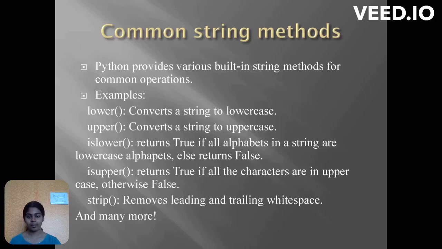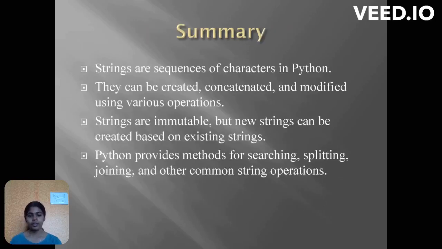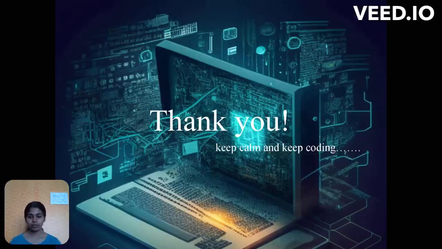So let's summarize the prior slides. Strings are a sequence of characters in Python. They can be created, concatenated, and modified using various operations. Strings are immutable, but new strings can be created based on existing strings. Python provides methods for searching, splitting, joining, and other common string operations. That's all about the video.